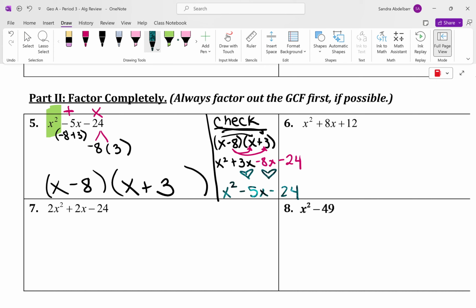Is that what we had originally started with? Yes. That means we have factored it correctly. What happens if you check it and you didn't get your original problem? It means you did something wrong in your factoring, or you did something wrong in your check, one of those. All right, you all try number 6.